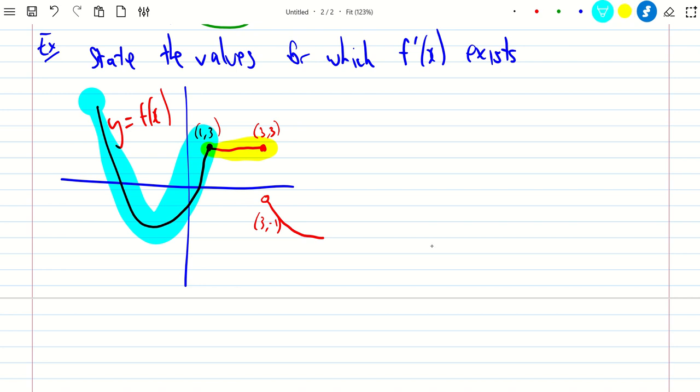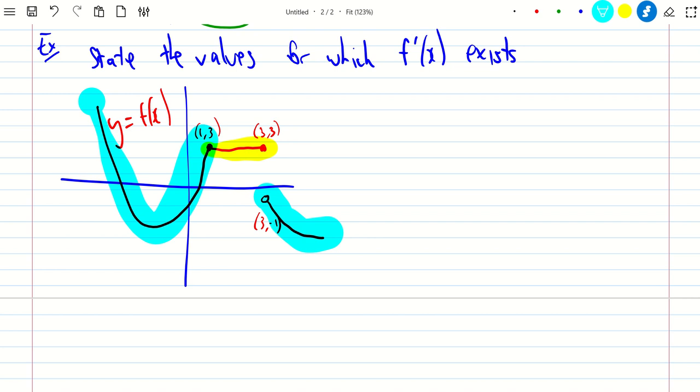Another section there, which I don't know. It's some sort of curve. It could be a number of different things. Could be a hyperbola. It could be a root function. Who knows? It could be anything. Okay, so we need to find the values for where the derivative exists.